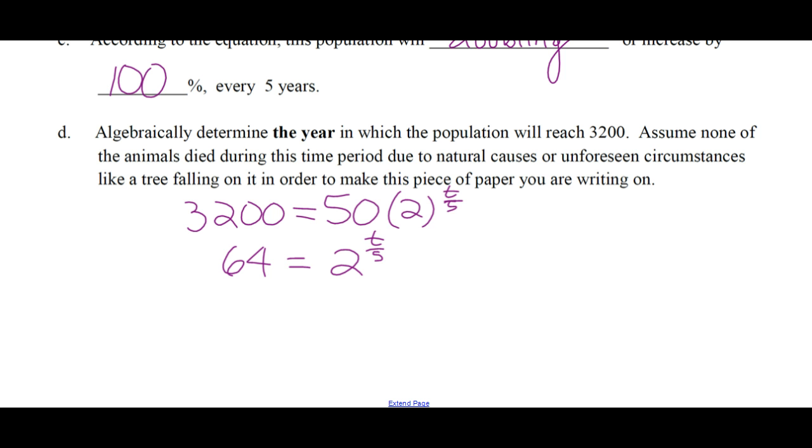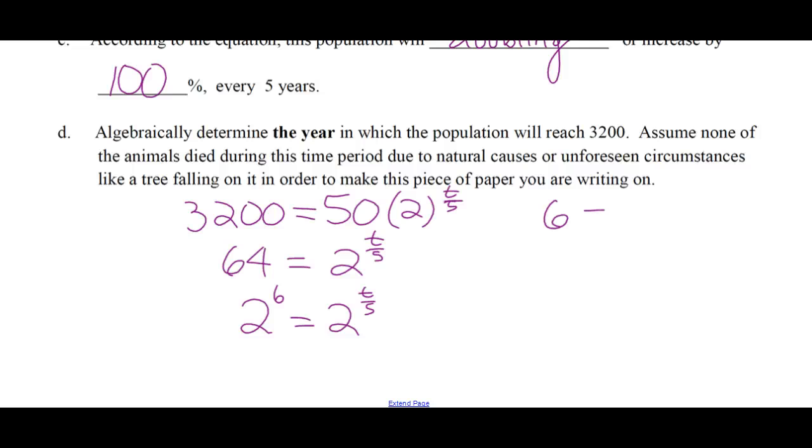Because 64 can be expressed as a power of 2, it's 2 to the what? No, 2 to the 6th. Whatever you think the number is, verify it somehow. Because if you throw a 5 in there because you think it's 5, guess what? It's wrong, and you get no mark.